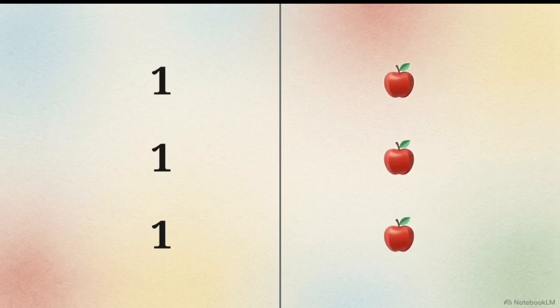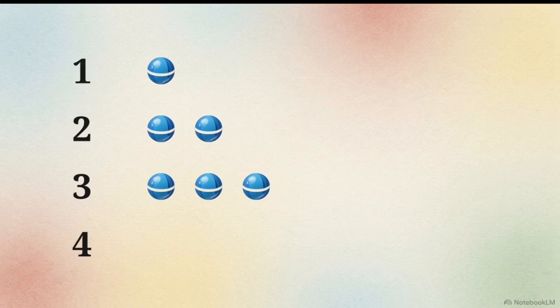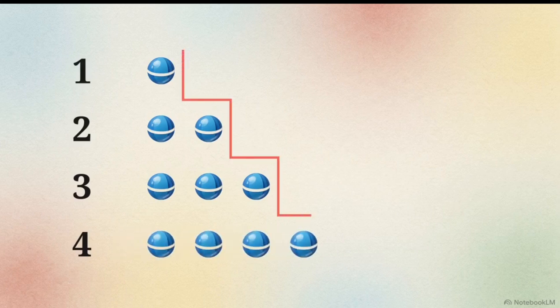Now look at standard counting numbers. 1, 2, 3, 4. To draw this, we map each number to a growing group of objects. One ball, then two balls side by side, then three, then four. The visual footprint expands exactly as the numbers increase.